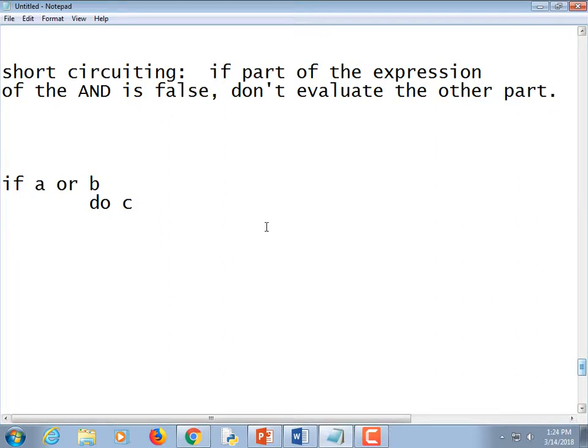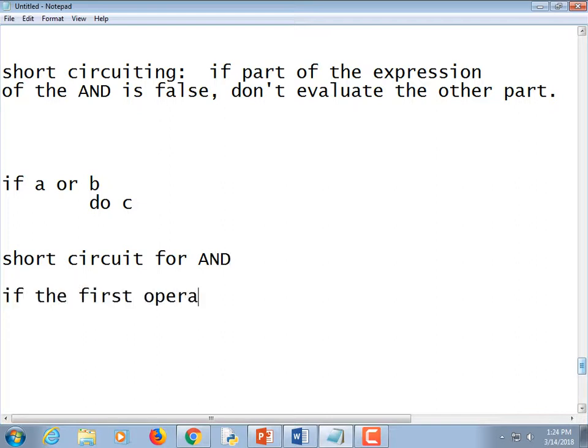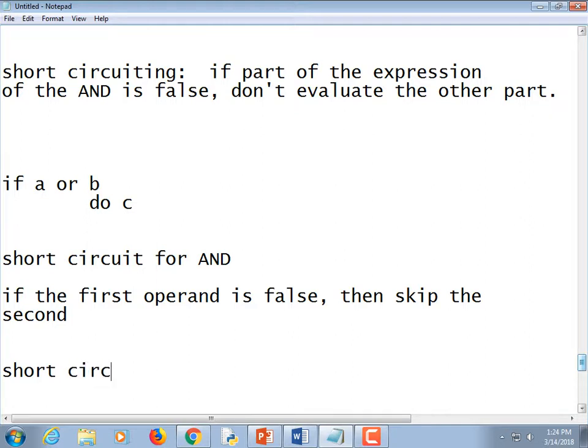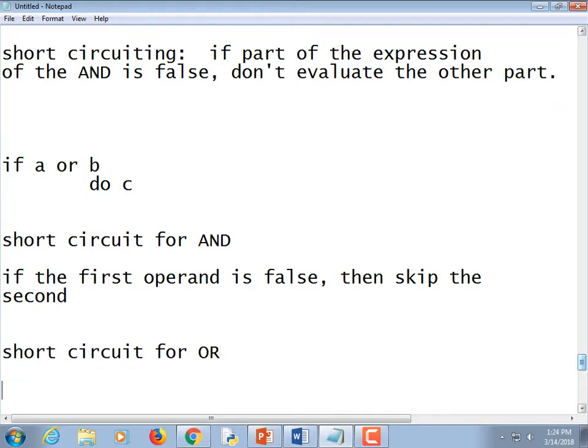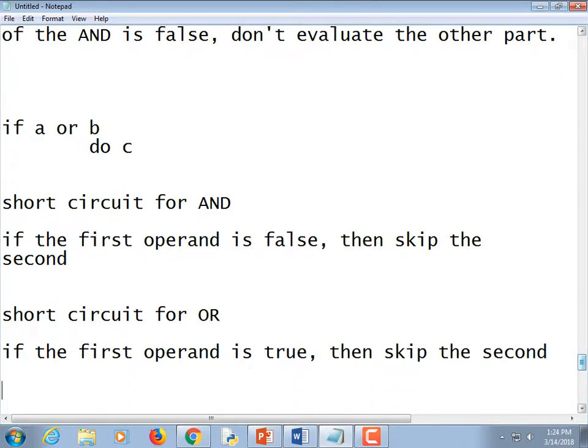So, short-circuiting for an or means, let's write these a little bit more clearly. Short circuit for and: if the first operand is false, then skip the second. Short circuit for or: if the first operand is true, then skip the second. Because if that one's true, you don't need to think about it. You already know that you're going to do C.